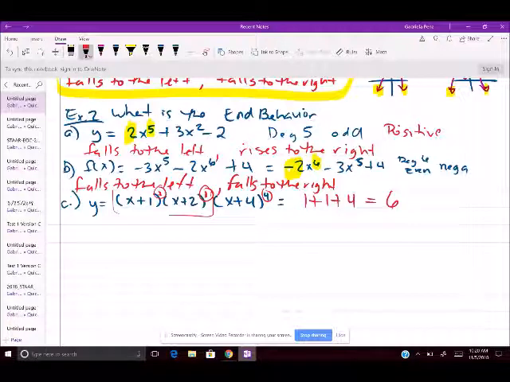Now, how can I know if my leading coefficient is going to be positive or negative? It's going to be positive because look at x. Is this x positive or negative? Is this x positive or negative? Is this x positive or negative? So it's going to be positive. So it's a positive even, or even positive. So what's my answer going to be? Very good. Rises to the left and rises to the right. Both of those.